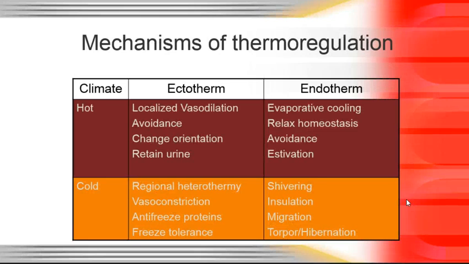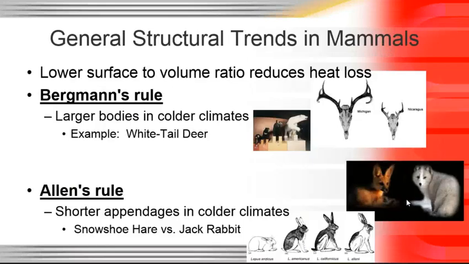And then this is just a table I've put in here so you can kind of get an idea of who's doing what and where. And then the last thing I want to talk about are some interesting structural trends. So we were talking back about the anatomy. So we've got Bergmann's rule that is going to talk about size, right? You have bigger bodies in colder climates.